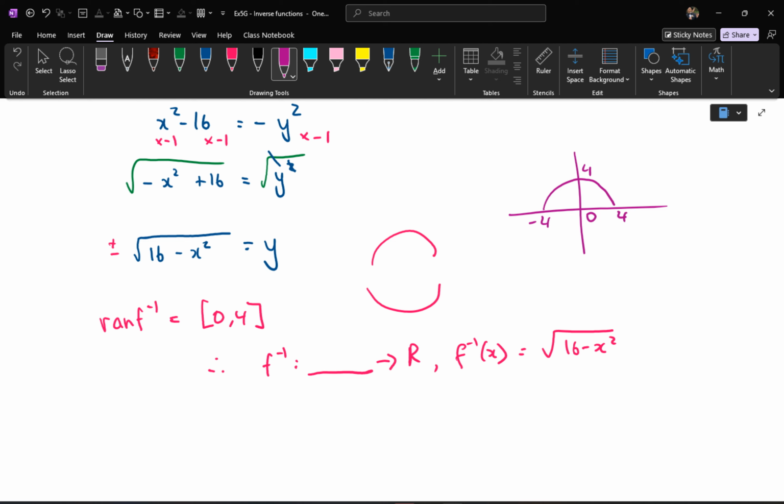So what's the domain? I've just sketched it for you. What's the domain of this semicircle? Semicircle's drawn over here. What's the domain? Yeah. So -4 to 4.